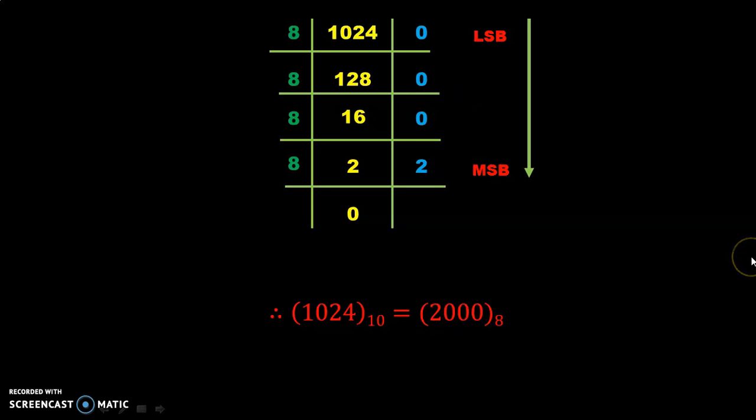You write from LSB to MSB or MSB to LSB, it doesn't matter, but you should know the position where LSB is and where MSB is. So this way we can do conversion from a decimal number to the equivalent octal number. Let us take one more example.